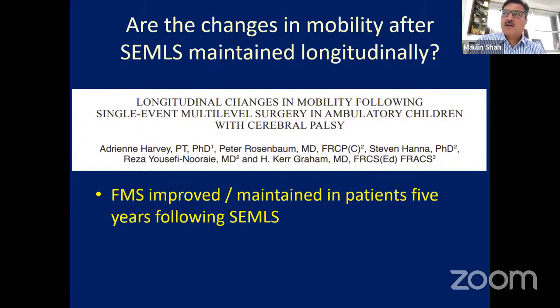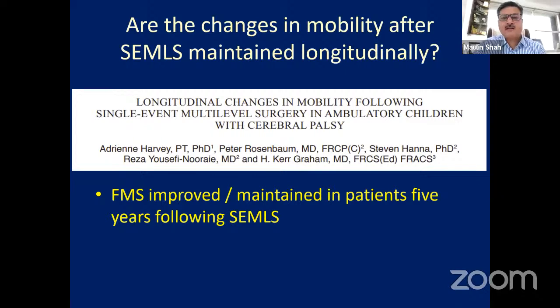The question though is, we all are talking about single event multi-level surgeries, but what is the evidence that the results are maintained longitudinally? If we operate on children between 10 and 12 years, do they come back? Because we know from earlier growth charts of CP children that they have maximum improvement in the first 5 years of life. Between 5 and 10 to 12 years, they plateau a bit, and after 12 years, they deteriorate. That's what we were explaining. So does single event multi-level surgery change the natural history of this deteriorating function after adolescence?